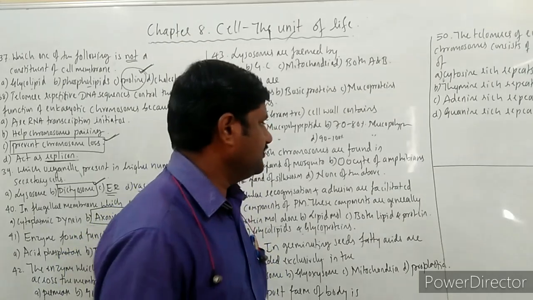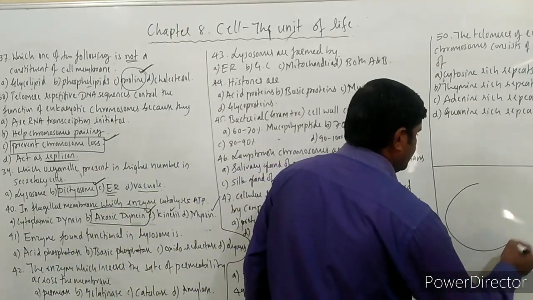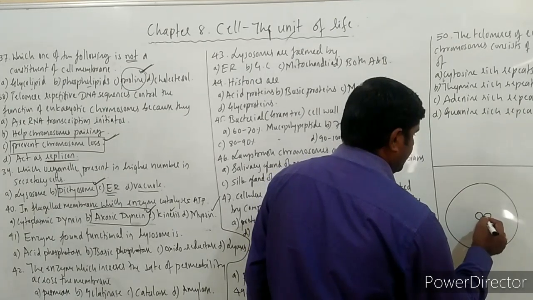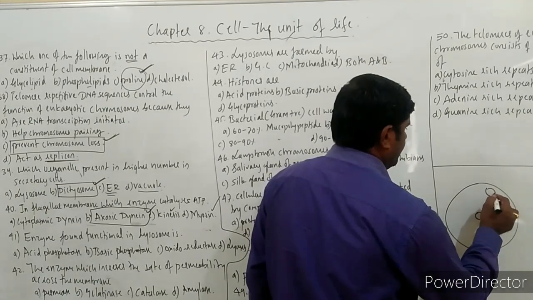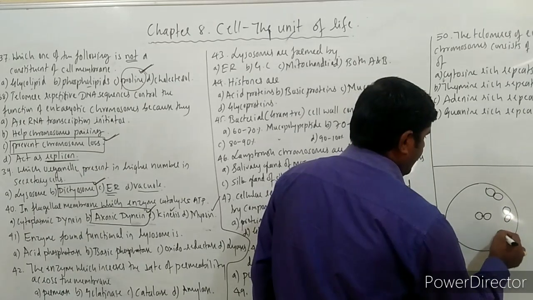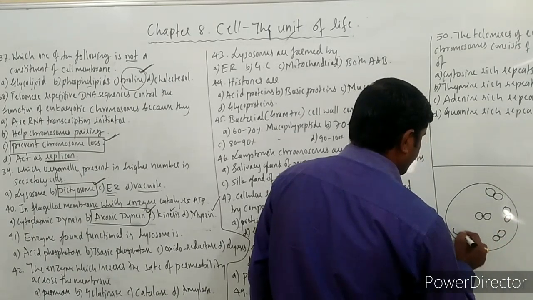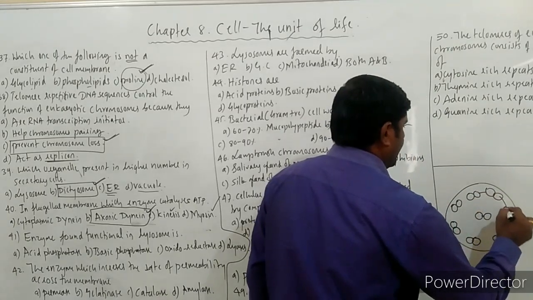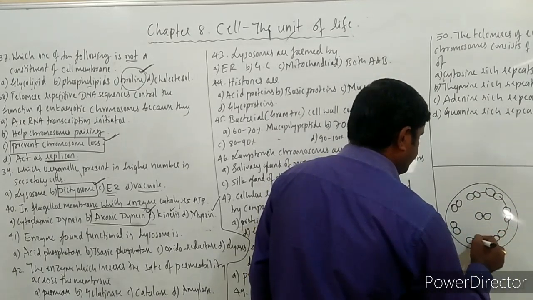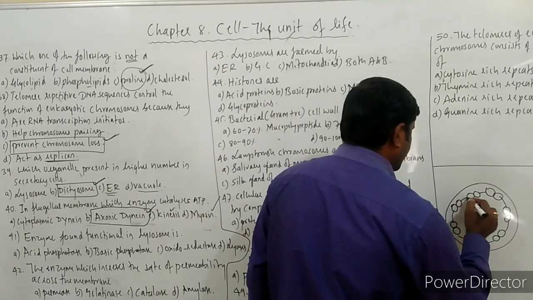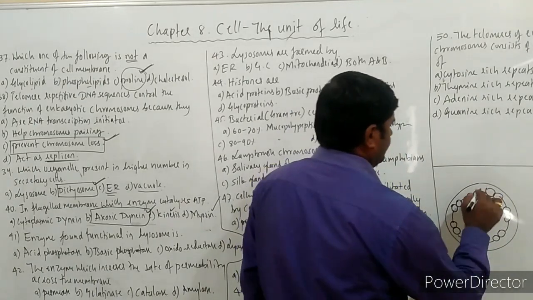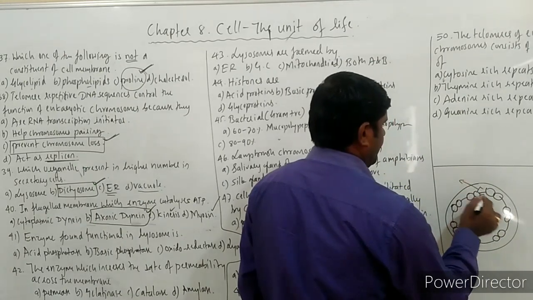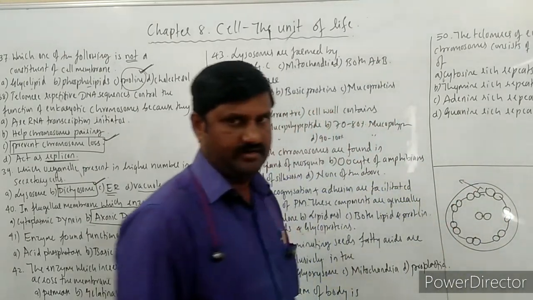As you see the structure of flagella, this is the outer membrane that you come across. At the center there are 2 singlets and 9 doublets on the peripheral side, right? All are interconnected with the help of interdoublet links, and their side arms, one is outer and another is inner.